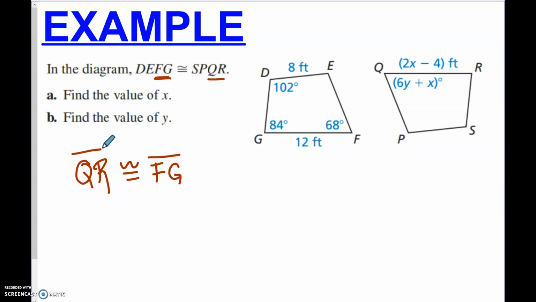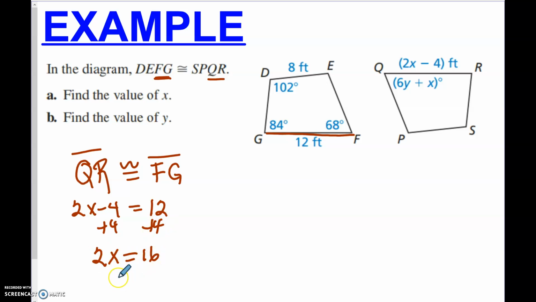So QR is 2x minus 4, must be equal to FG, which they say is right here, is 12 feet. Now, as luck would have it, I only have one letter in here, so I can go ahead and solve this. 2x equals 16, divide both sides by 2, so I find out that x is 8.